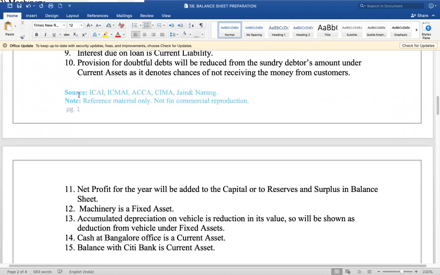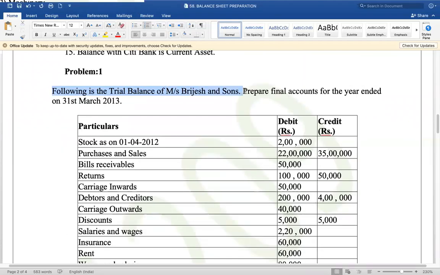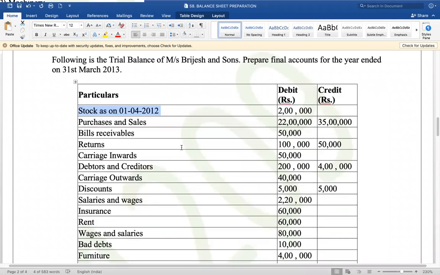Now this is the problem. Following is a trial balance of Messrs. Brajesh and Sons. Prepare final accounts for the year ended 31st March 2013. There's a stock as on 1st April 2012. What stock is this? Is it a closing stock or an opening stock? Opening stock.